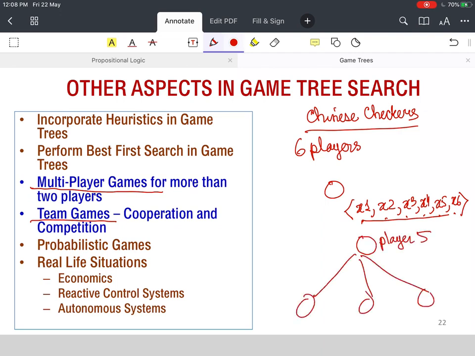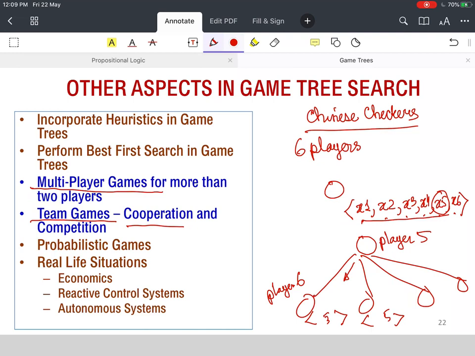Now if this is player 5 and we have got so many children which are to be played by player 6 followed by player 1, then from the vectors which we have, this person will choose the maximum of the 5th element. Everybody will choose the maximum of their own value, because we cannot combine the values into one value, since it's no longer a 2-player game. So we will have to use a vector, a set of values, to determine the situation of the game with respect to every player.